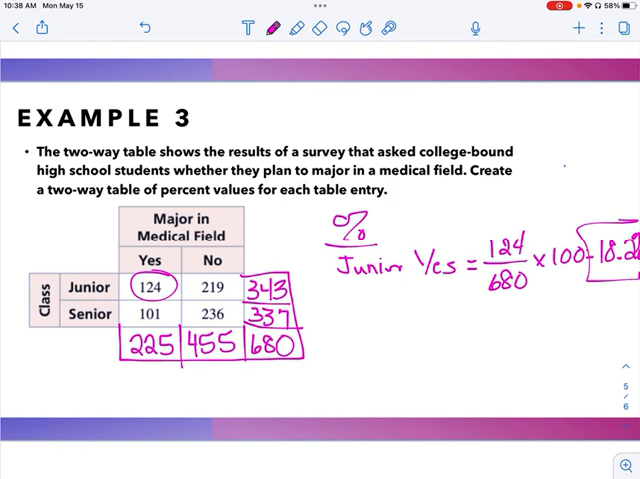Okay, so let's try another one. If I said senior no, we're going to take 236 divided by 680 times 100, and we'd simply do that math, and we end up with 34.7%. Okay, and you would just continue to go around in that, and you should be able to find each of those percentages. And that is how we use two-way tables to interpret data.